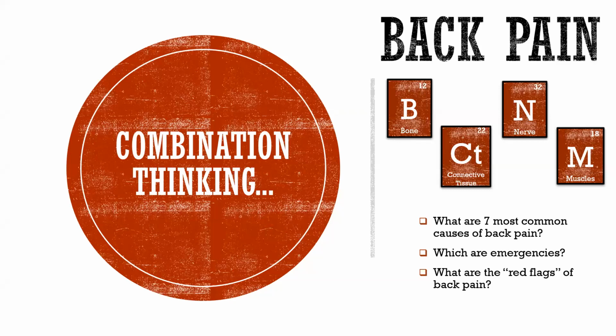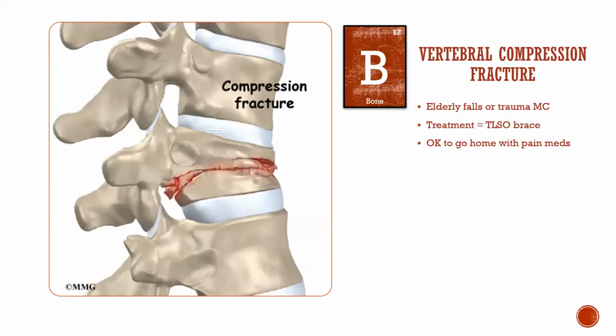Now let's have a little bit more combination thinking. Let's talk a little bit about back pain. So the first big cause of back pain that we see in the emergency department that's a bone problem is a vertebral compression fracture. This usually occurs in elderly, although it doesn't have to be. Some falls can cause it in young people, but it's almost always a fall or a trauma. And if you do find a compression fracture, obviously it hurts just as much as any other fracture, and it can cause lots of muscle spasming.